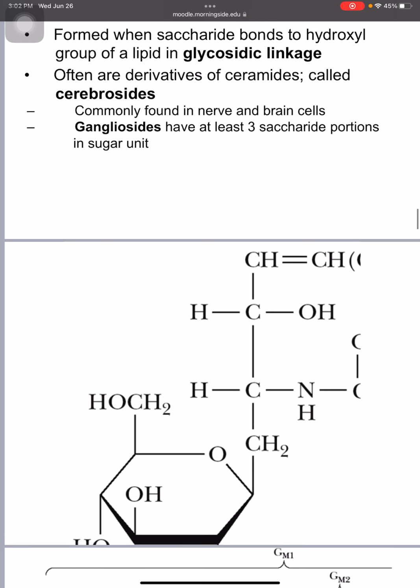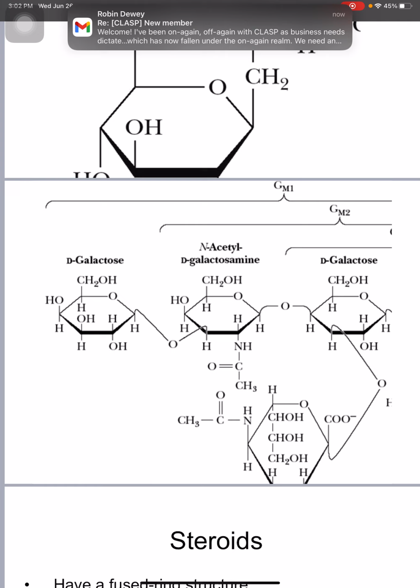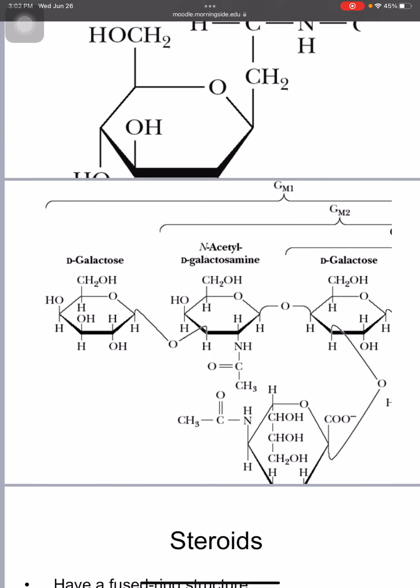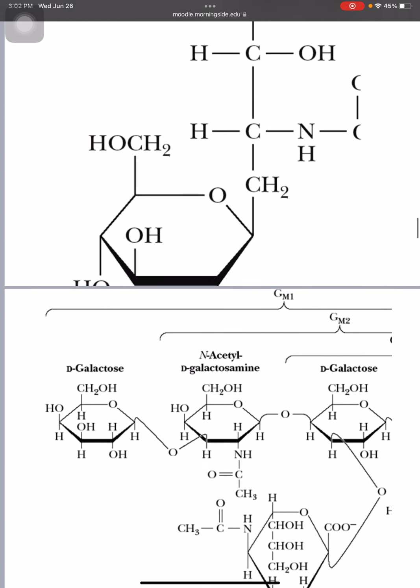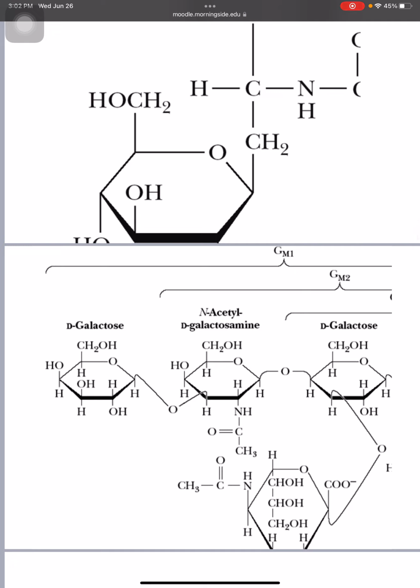These have at least 3 saccharides present within your sugar unit, right? So your sugar unit doesn't just have to be one sugar ring. You can actually have a saccharide chain. Like in this case, there's 4 of them: D-galactose, N-acetyl D-galactosamine, D-galactose, and then one called sialic acid. Gangliosides always have at least 1 sialic acid in there. All right. Whew. That's the end of the first category of lipids.